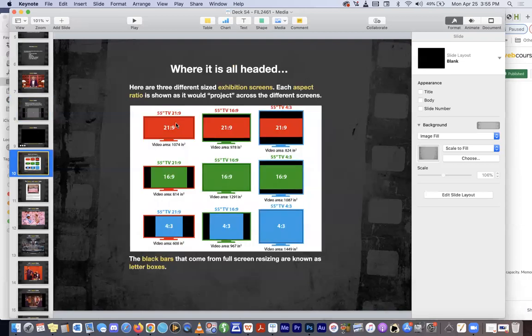And all these different presentation formats, I kind of illustrated to you the different ways that we have monitors or screens that we're looking at these different aspect ratios. Anybody remember what these black bars are called?